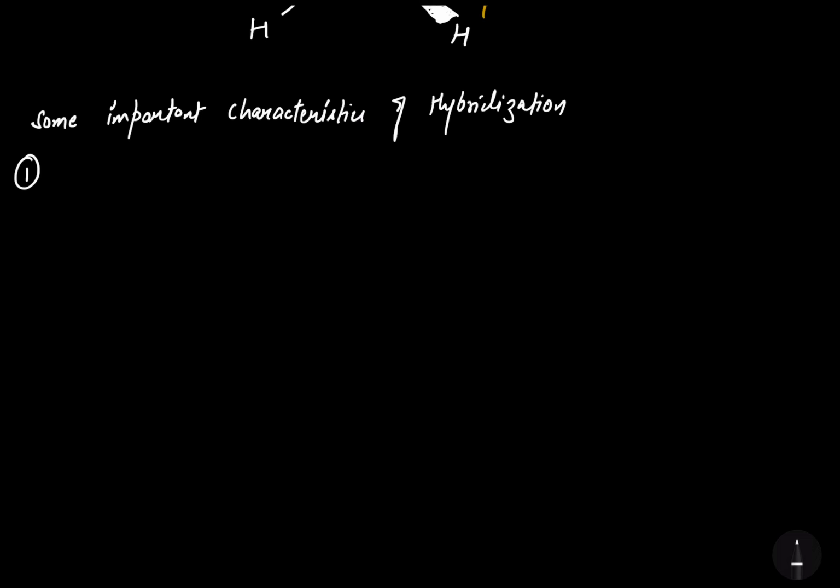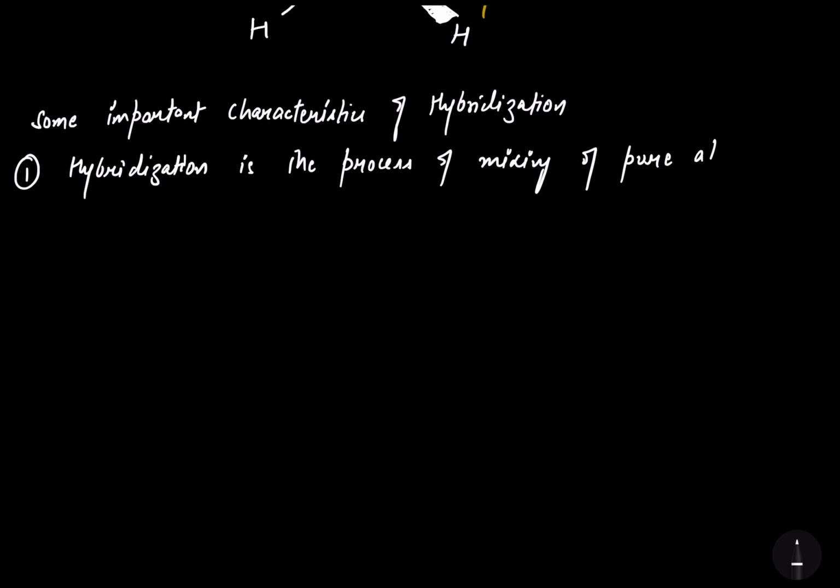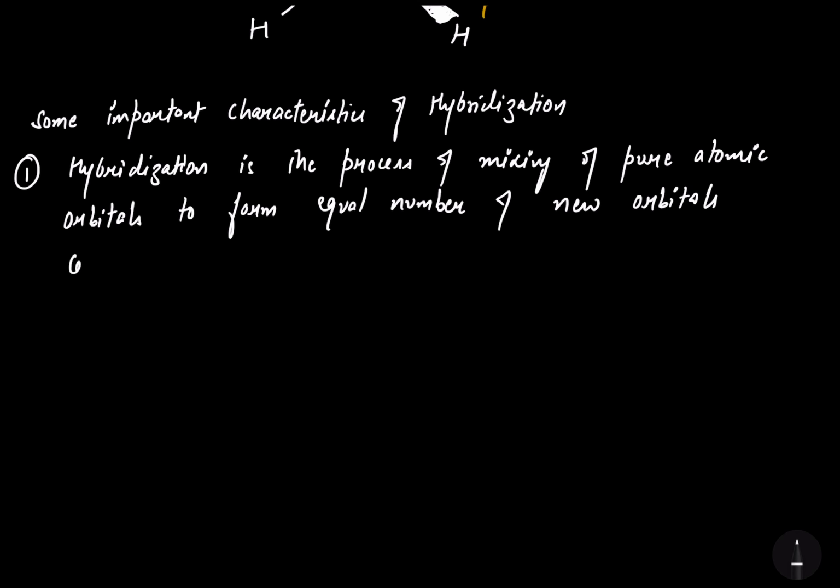So I'm writing: hybridization is the process of mixing of pure atomic orbitals to form an equal number of new orbitals called hybrid orbitals.